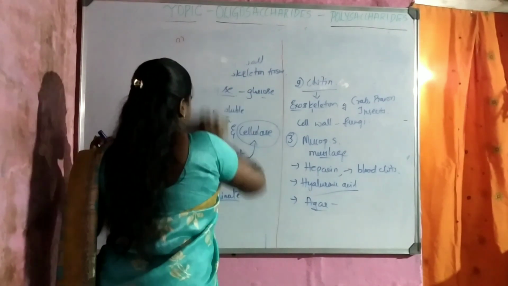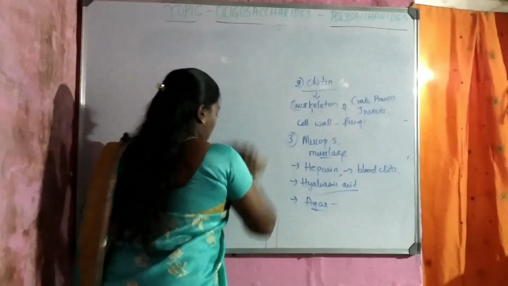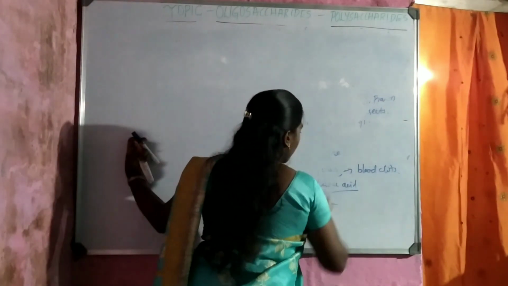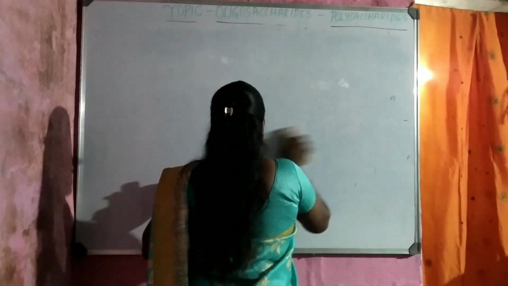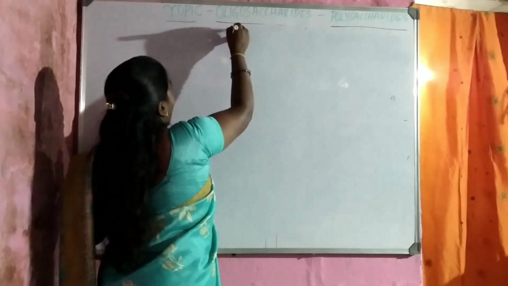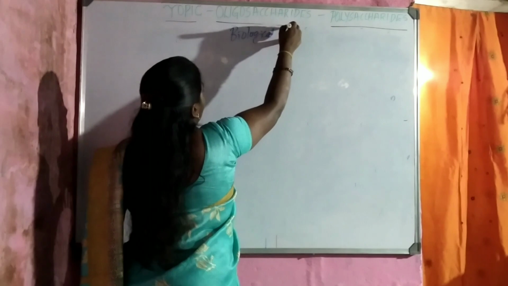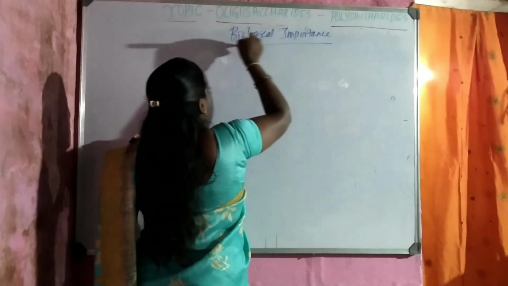We have studied the carbohydrates in detail, isn't it? Now we are supposed to know the biological importance of carbohydrates, how they are useful for living organisms, or what their role is. So the next we are going to see the biological importance.